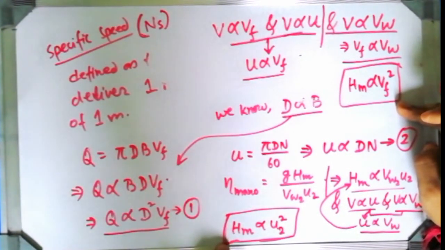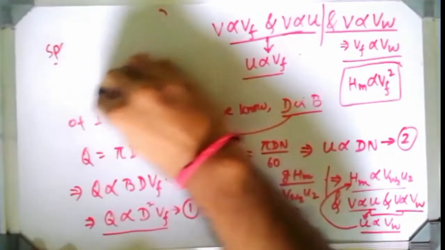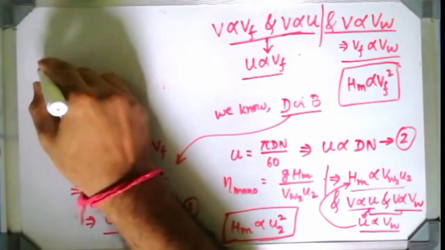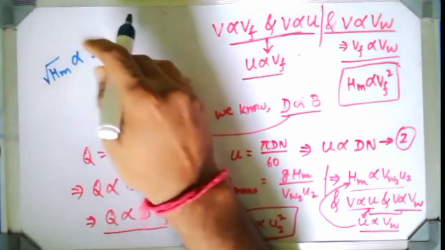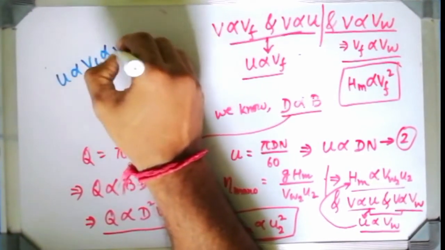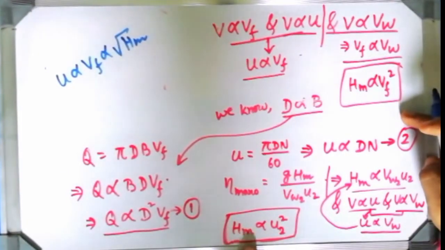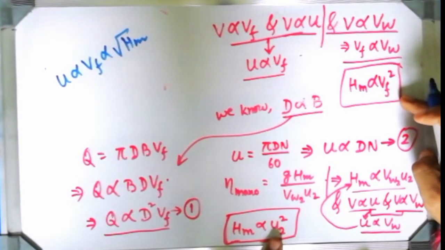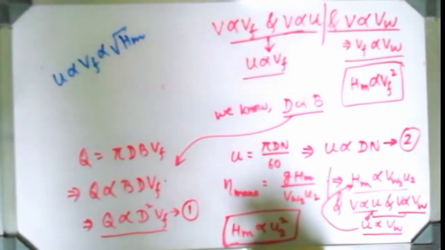In the book they have directly written that, if you open the book, you will see this relationship: u is directly proportional to root hm, so it will be written as u proportional to root hm. But how are they coming to this? One block shows hm proportional to u square, another block shows hm proportional to vf square. If you merge them both, then it will give you u proportional to vf proportional to root hm.